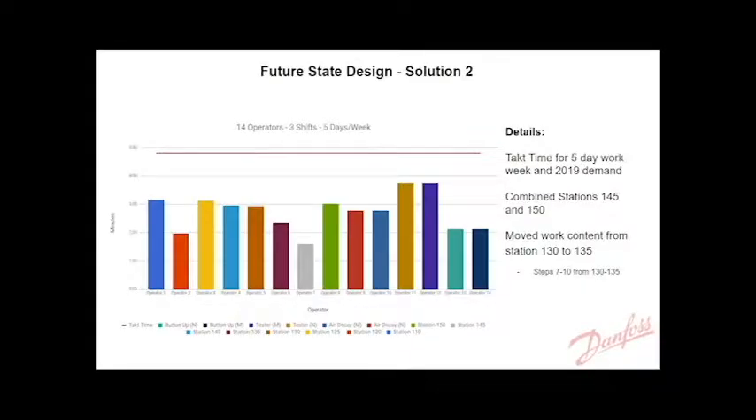The second solution is to be implemented in 1 year to meet the increasing demand that's forecasted for that period. Our client wants to change the operation from 7 days per week to 5 days per week. To accommodate for the increasing demand with a 5 days per week production, some of the work content in the stations was shifted and readjusted to better balance the line.